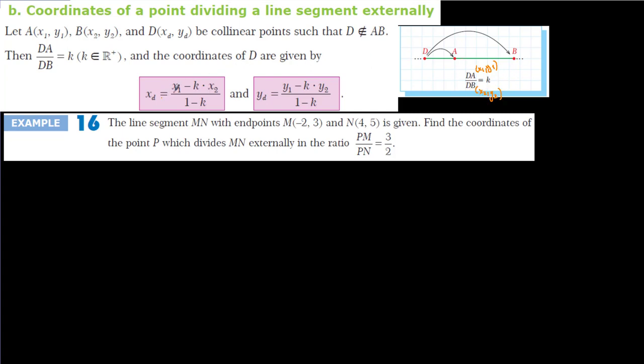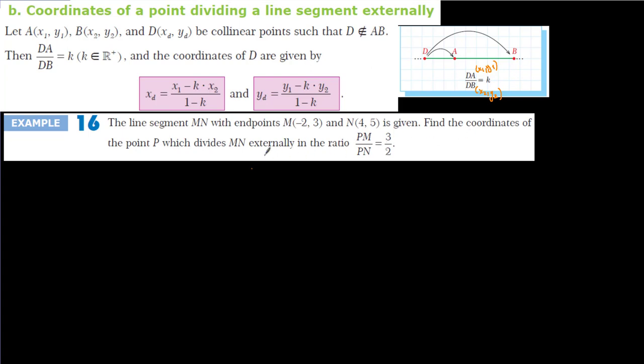Then the formula xd is equal to x1 minus k times x2 over 1 minus k, and yd is equal to y1 minus k times y2 over 1 minus k. It's going to be a similar formula, but this one is with minus, the previous one was with plus. So PM over PN, if it's equal to 3 over 2, divides the MN line segment externally.